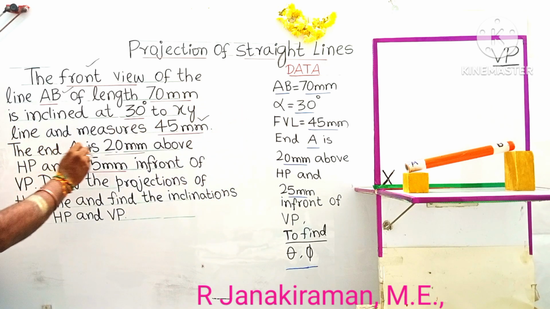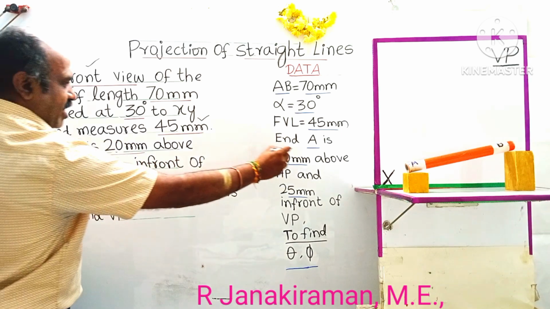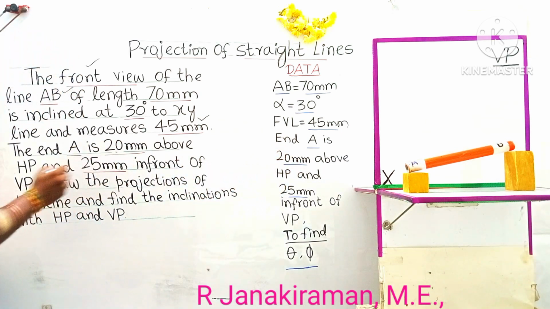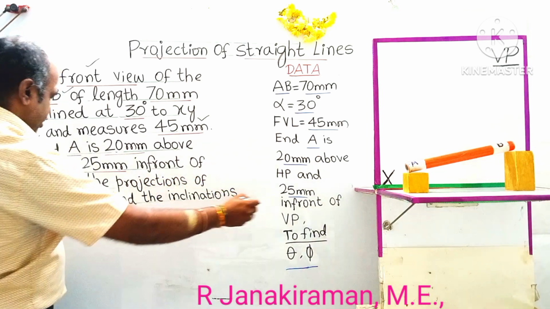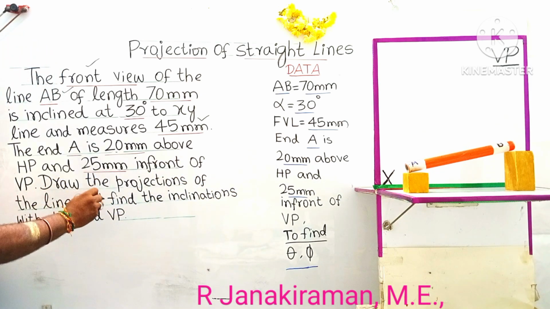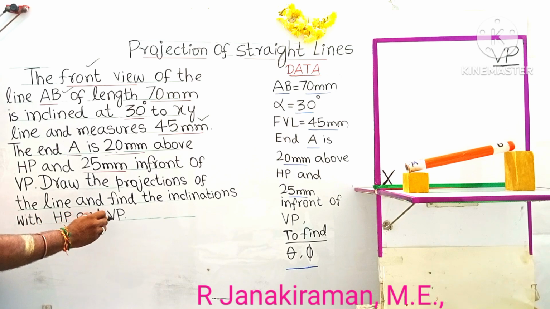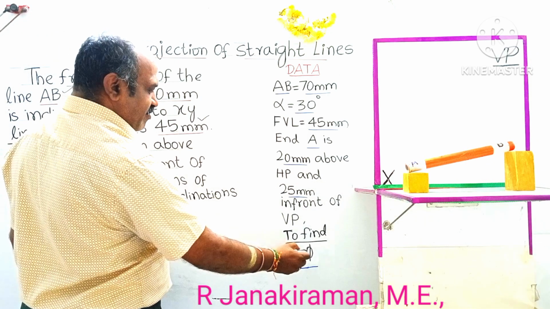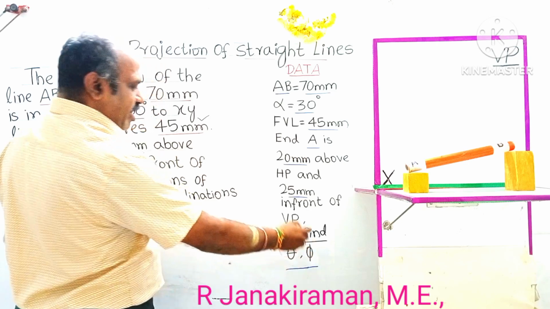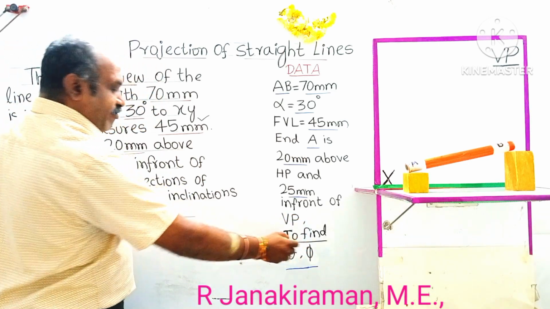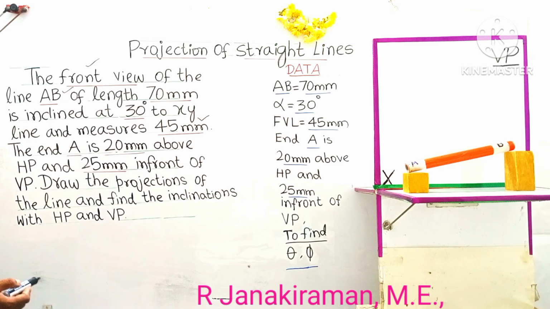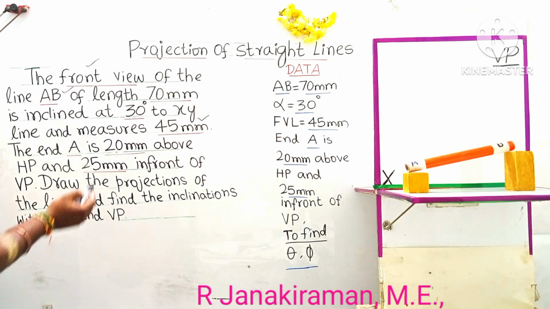Alright. The NDA is 20 mm above HP and 25 mm in front of VP. Draw the projections of the line and find the inclinations with HP and VP. That means they ask for the true inclination of the line with the horizontal plane and vertical plane. True inclination with HP is theta and true inclination with VP is phi, that is the notation. Both angles are to be found out or measured from the diagram which we are going to draw now. So let me erase this question part.